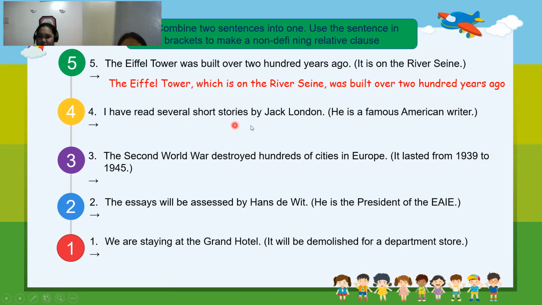I have read several short stories by Jack London. He is a famous American writer. The Second World War destroyed hundreds of cities in Europe. It lasted from 1939 to 1945. The essays will be assessed by Hans de Witt. He is the president of the EAIE. And the last one: we are staying at the Grand Hotel. It will be demolished for a department store. So good luck and please tell me when you are ready.